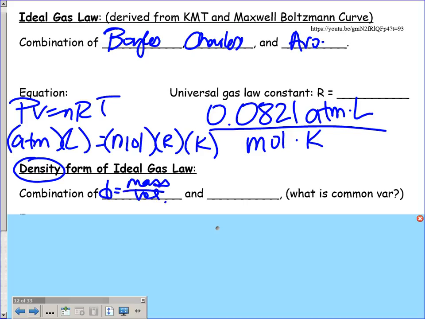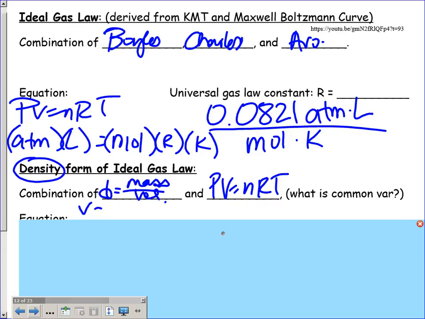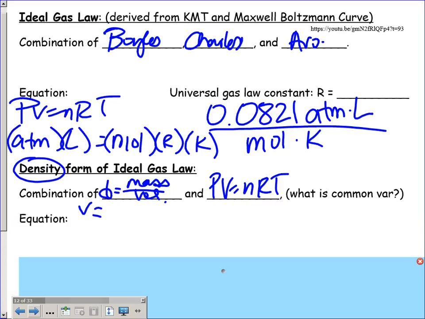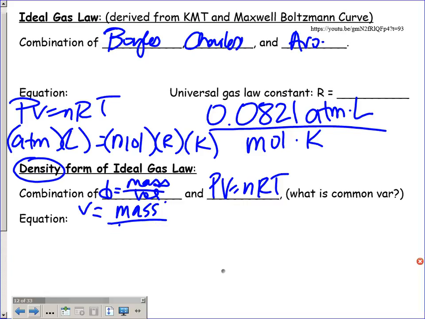We're going to derive our own density formula. So that's mass over volume, and the ideal gas law is PV equals nRT. What is the commonality? What's the common variable between them? Volume. Solve both of these for volume right now. So V is equal to mass divided by density. Okay, I'm just going to put D for density actually. And then V on this side is equal to nRT over P.